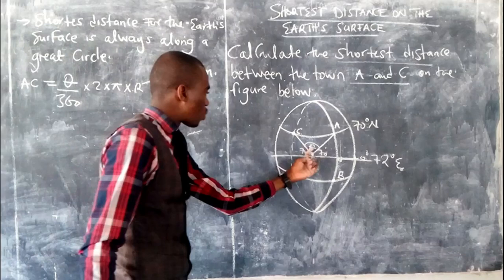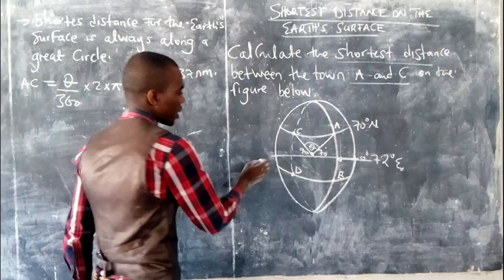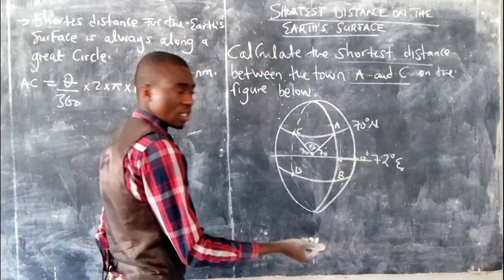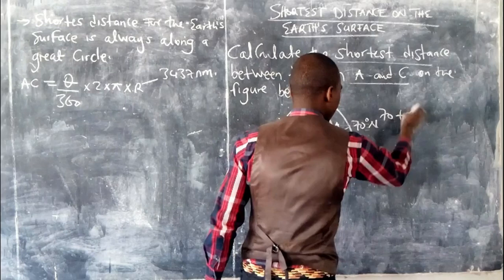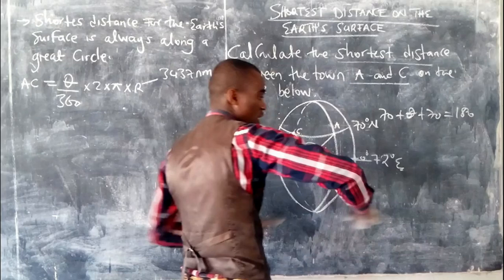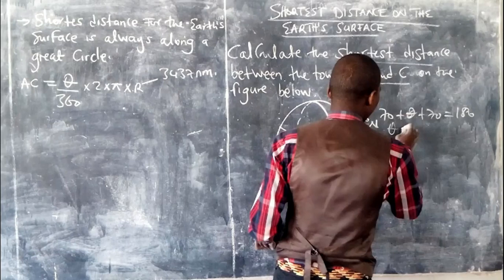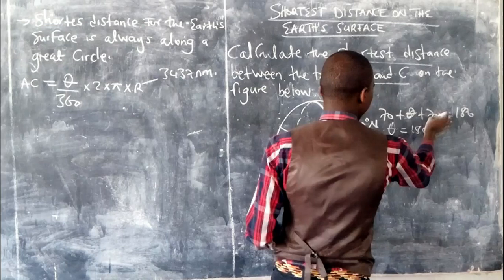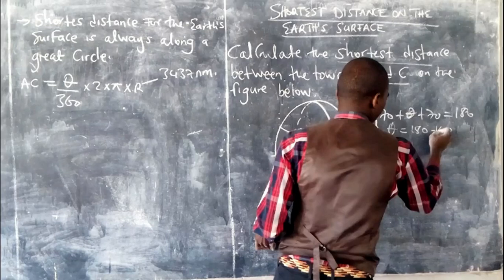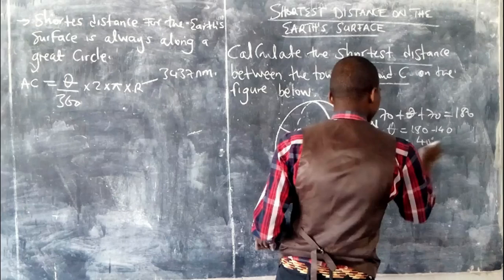Now, look at this, this is a straight line. So angles on a straight line will add up to 180. So what you're going to do is, you are just going to add 70 plus theta plus 70 is equal to 180. Because angles on a straight line add up to 180. Okay, so theta is equal to 180, then this 70 and this 70 gives us 140. When it crosses to the other side, it is going to be minus 140. Okay, so we subtract that one, our theta is going to be 40 degrees. Okay, so we have found that one.